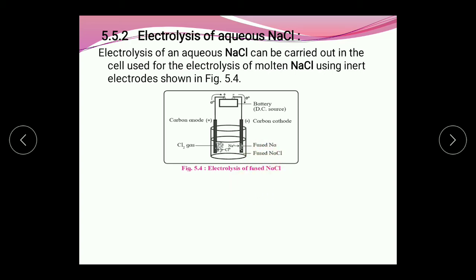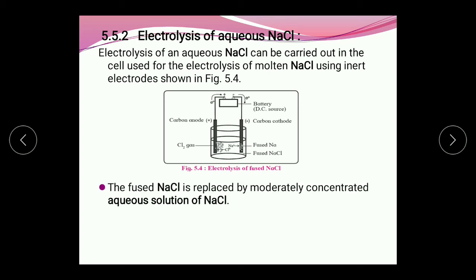So we are using the same cell, hence the construction also will be the same as in the previous session. What is it? It consists of a container in which aqueous NaCl is taken. Two graphite electrodes are immersed in it. They are connected by metallic wires to a source of direct current, that is a battery. Understood? Now, the fused NaCl here is replaced by a moderately concentrated aqueous solution of NaCl. The solution should be neither dilute nor concentrated. It should be moderately concentrated.